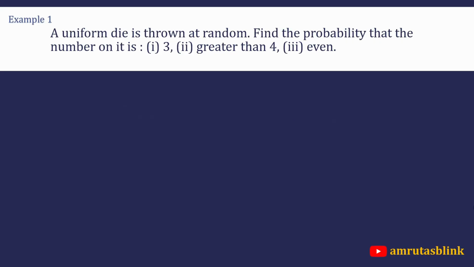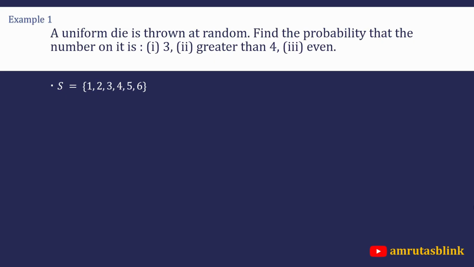A uniform die is thrown at random. Find the probability that the number on it is 3, greater than 4, or even. Now here it is a very basic variety of problem, that is a die problem, coin problem. So let's say here you throw a die. Now you are aware of the basic concepts, that is what is an event, what is a sample space. So I will directly start with the solution.